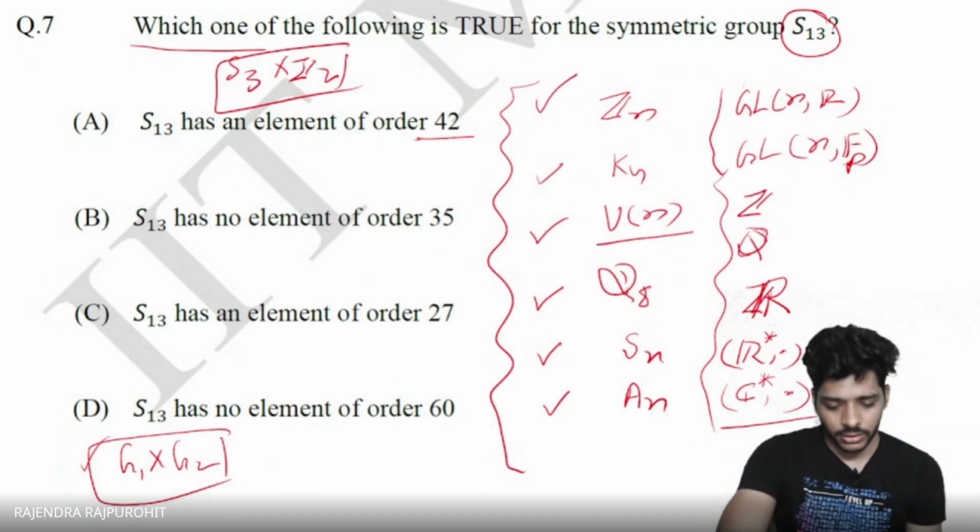So we can take 2 disjoint cycles, of order 6 and 7. Something like that: 1, 2, 3, 4, 5, 6 is one cycle, 1 going to 2, 2 going to 3, etc., 6 going to 1. And 7 going to 8, 8 going to 9, etc., 13 going to 7. Take these 2 cycles and take the product. That element will have order 42 in S13. Okay, yes, you are specific to this question.